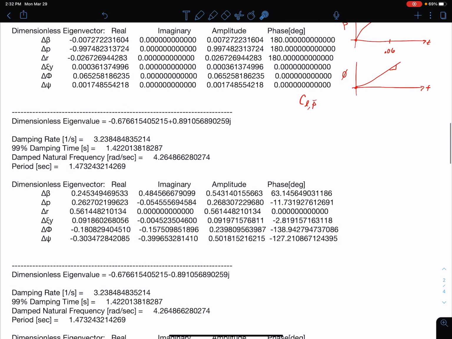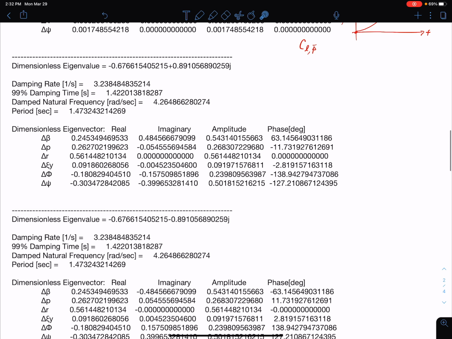Okay, let's move on to this next set of eigenvalues. And this next set is our complex conjugate set. So we've got a negative number here. That means that it is convergent, but the fact that we've got an imaginary part here tells us that it's oscillatory. Okay, so we've got a convergent but oscillatory mode. This is going to take 1.4 seconds to completely damp out, and it's got a period of about 1.5 seconds, so actually nearly about the same. So we're going to see about one period of this before it completely damps out.